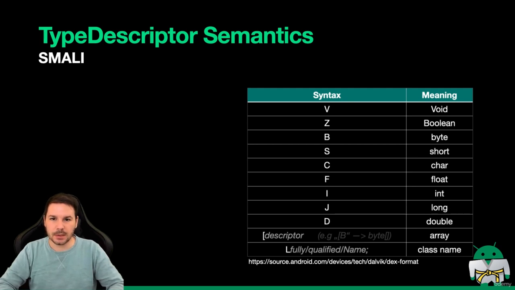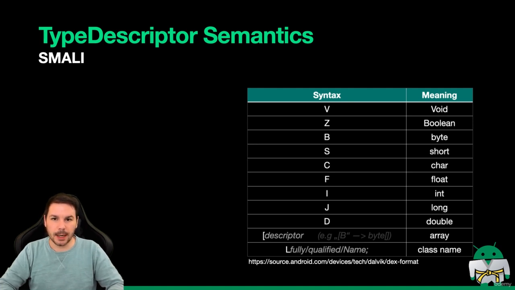So we have seen these strange I letters in our source code. And this I means we've got an integer value. V means void. Z is Boolean. And beside all these basic types, we've also got two a little bit strange looking types.